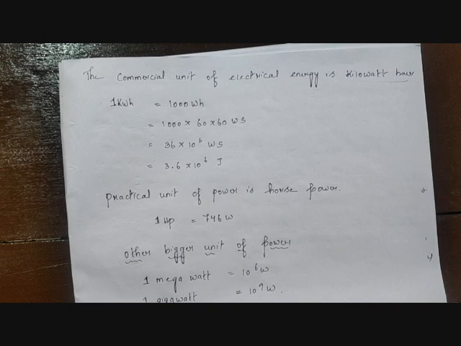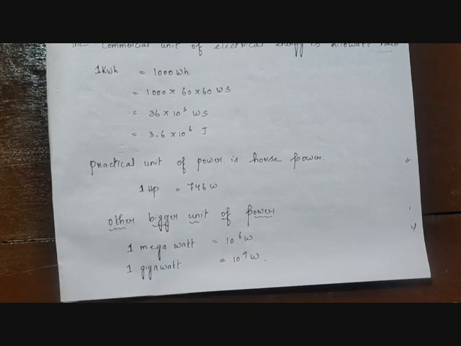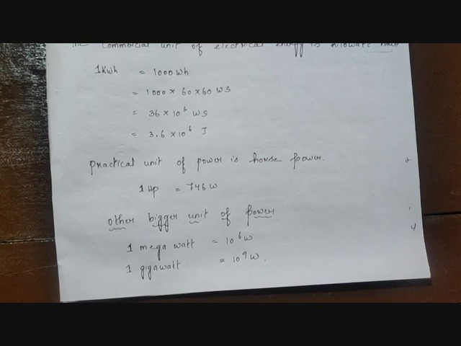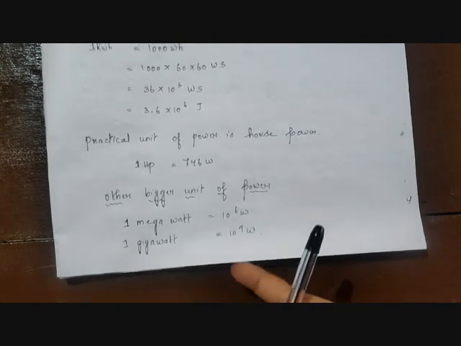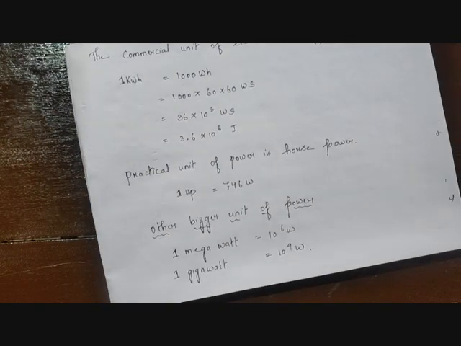Clear? Now, another practical unit for power is horsepower. Don't think of a horse. Actually, horsepower is a unit we normally use in automobiles. Automobiles means vehicles. If you want to measure the power of a vehicle, we describe it in terms of horsepower. So 1 HP is equal to how many watts? 746 watts. But there are some bigger units also, like 1 mega is 10^6 watt, giga is 10^9. Okay, clear? Fine.